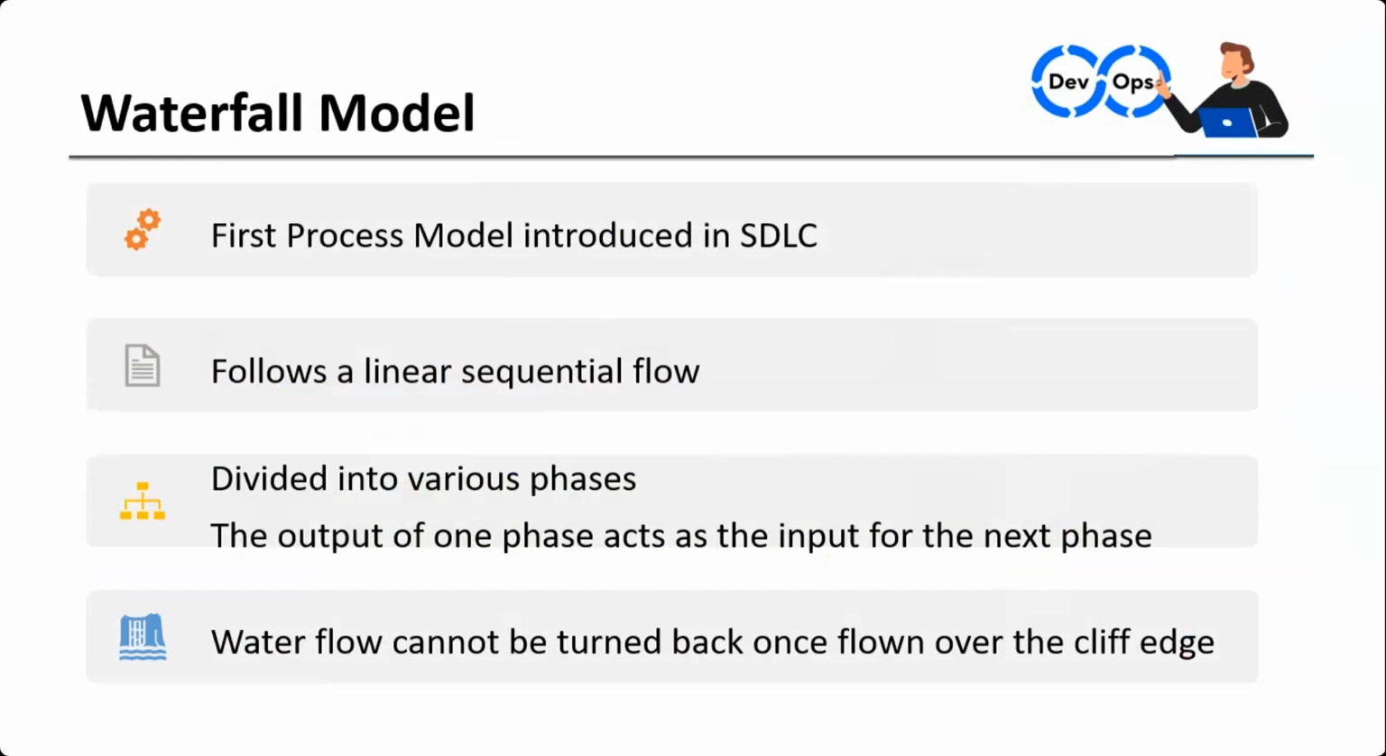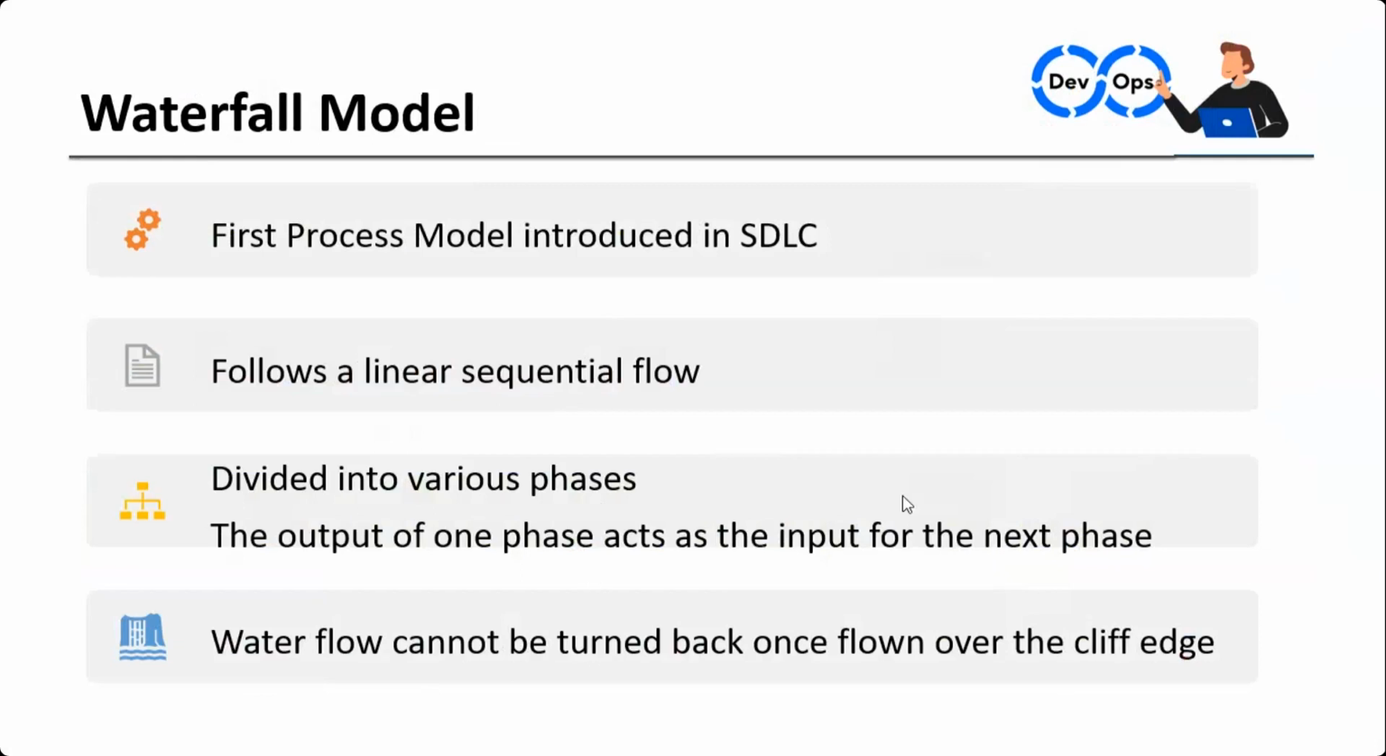For example, the requirement document created in the requirement phase becomes the basis of the design phase. And of course, waterfall cannot be turned back, like once you have flown over the cliff edge, for example. Once a phase has been completed in the waterfall model, you cannot go back to a previous phase. So this makes it difficult to accommodate changes as well as revisions.